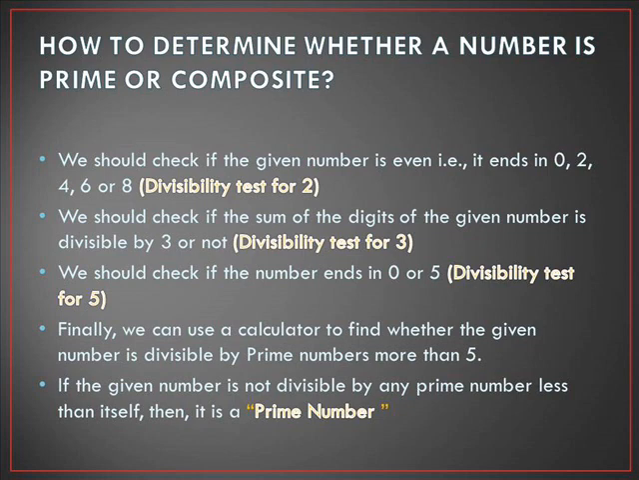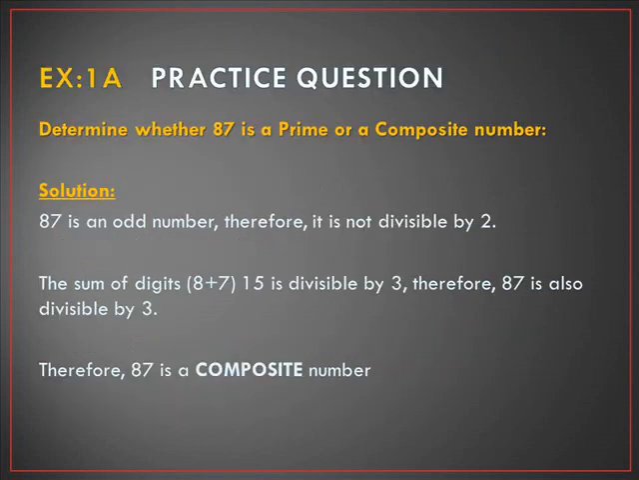Now let us solve a question to apply what we have learned. Here is a question from exercise 1A in which we need to determine whether 87 is a prime number or a composite number. First of all, we will check if 87 is divisible by 2 or not. As we can see that 87 is an odd number, therefore it is not divisible by 2.